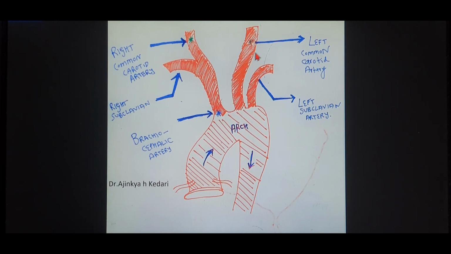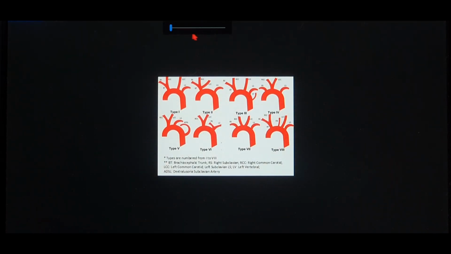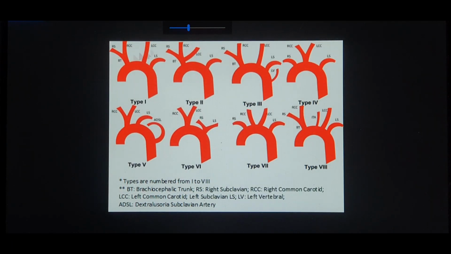So as you can see over here, this is the most common variation in the human population. So you have to remember this. That's the right common carotid, that's the left common carotid, right subclavian, the left subclavian. So this is the most common variation of the arch of aorta and its branching. If you want to know about the different variations in the anatomy, you can go through this photograph over here where it shows all the different variations.